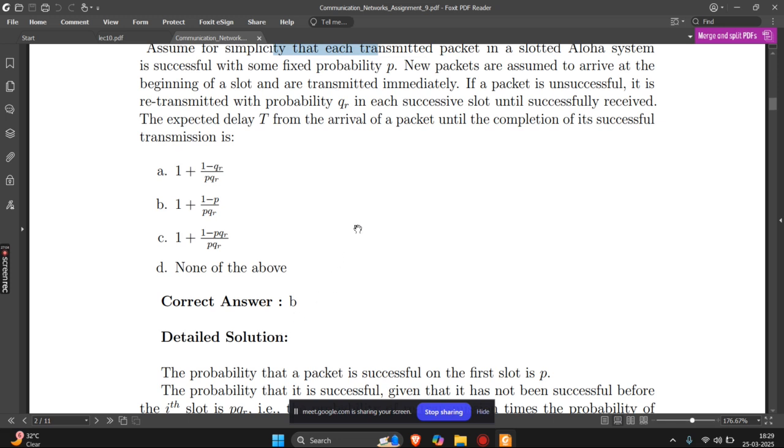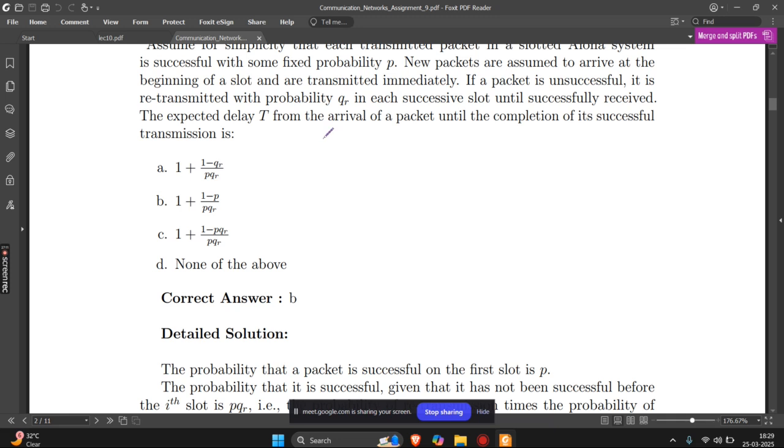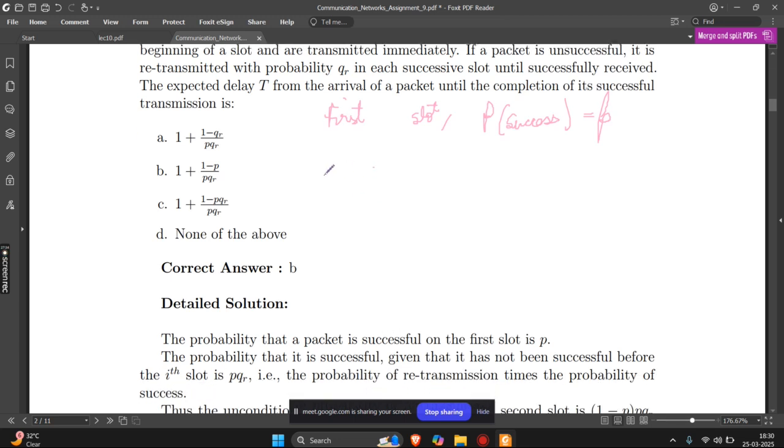So for the first slot, the probability of success is P. And the probability that it is successful in the second slot but not in the first slot is PQ.